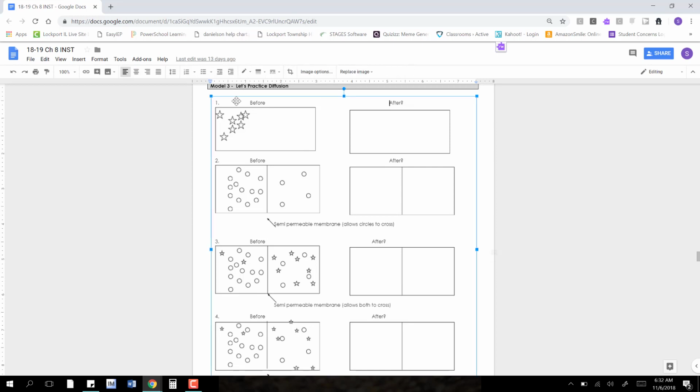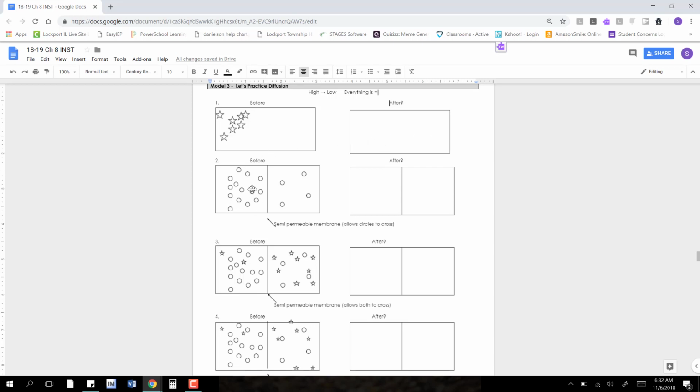So write high to low, and then everything is equal. What that means is that my before picture of my stars, they're all over here. My after picture, my stars should be spread out equally across this whole square. So I have 2, 4, 6, 7 stars. So I should have 7 stars spread out across this entire thing.